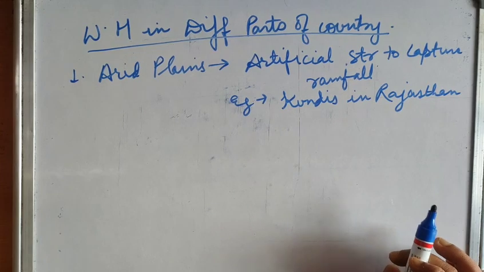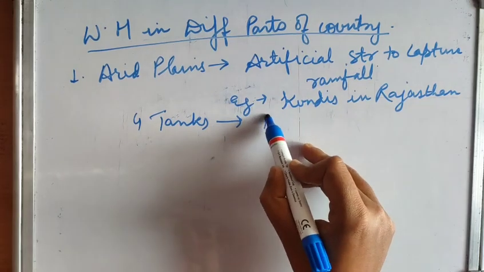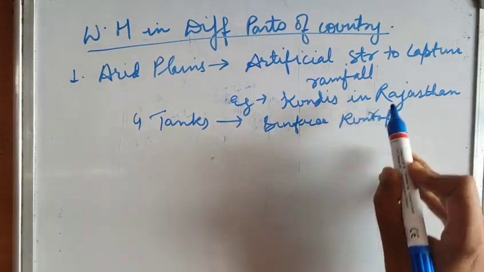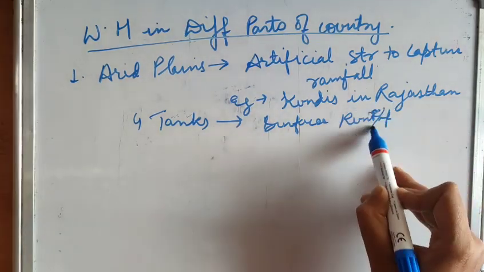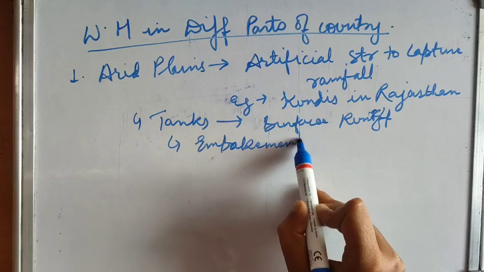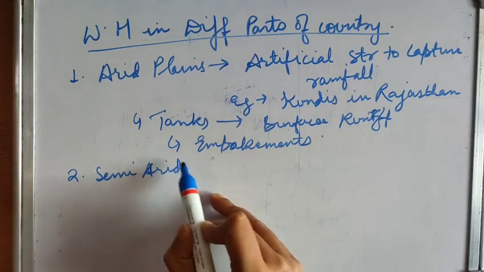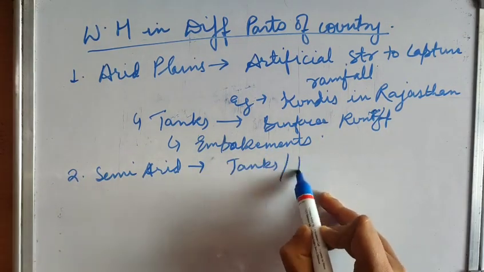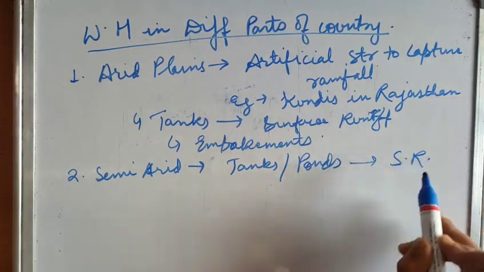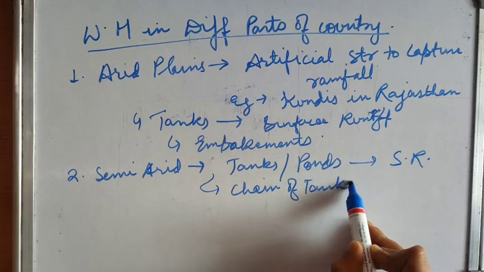Tanks to capture surface runoff. Instead of tanks, we can also make embankments to capture surface runoff in semi-arid places. Here we also make tanks, ponds, etc. to capture surface runoff. Here we can see a chain of tanks in many places in the semi-arid region, which is called cascade.